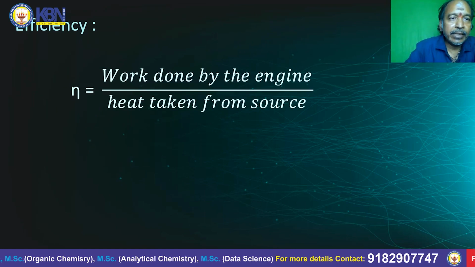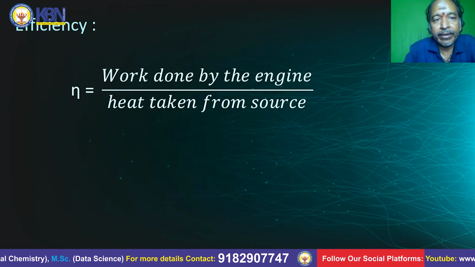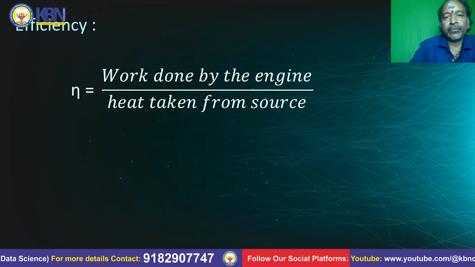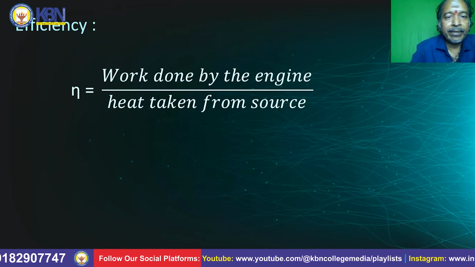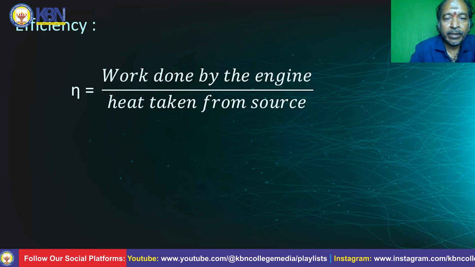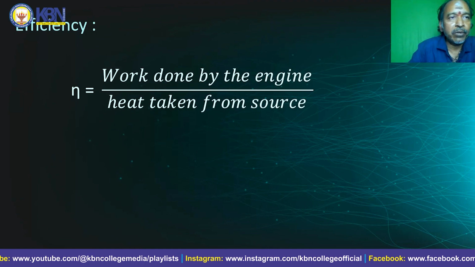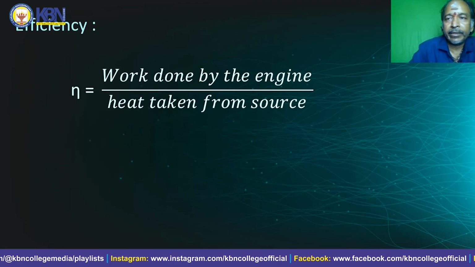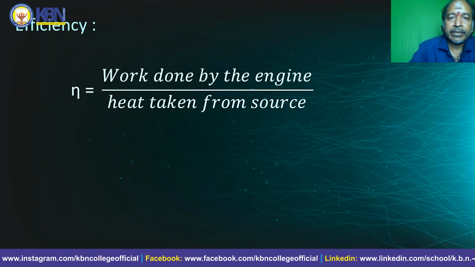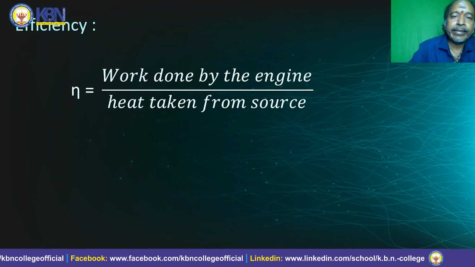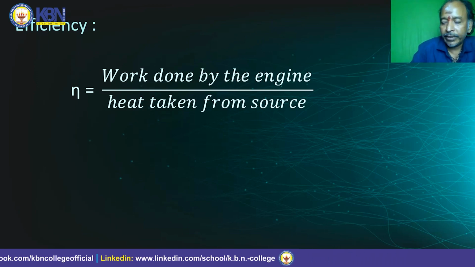So here the efficiency of the Carnot's engine is defined as the ratio of the net amount of work done by the engine to the heat drawn from the source. Here, the work done by the engine means it is the sum of four works W1, W2, W3, W4. That means W1 plus W2 plus W3 plus W4, and heat taken from the source is generally denoted by Q1, and Q1 is nothing but W1.